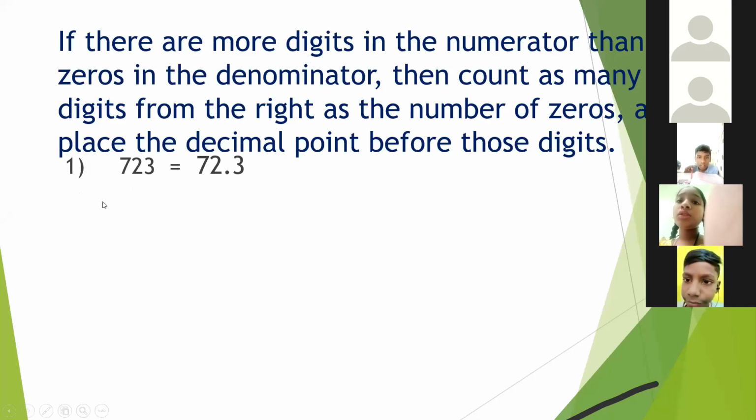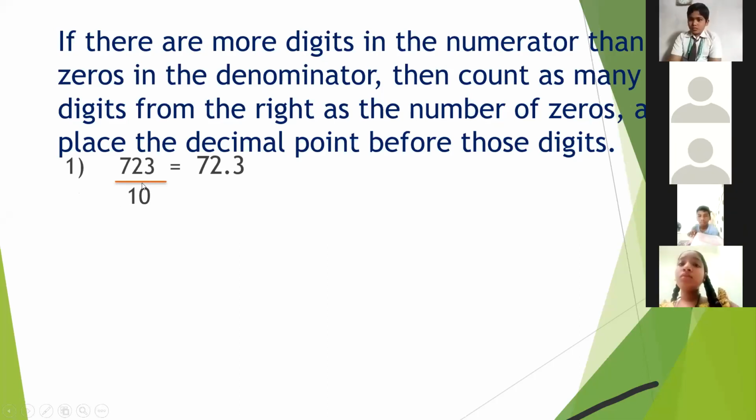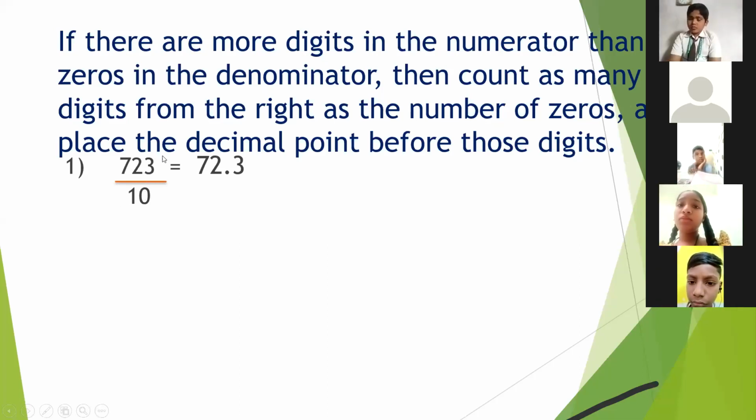See, now I'm again repeating this statement. If there are more digits in the numerator, what is here? This is a fraction, 723 divided by 10. Okay, 723 divided by 10. If there are more digits in the numerator, you can see here, this is the numerator and this is the denominator. In the denominator, there are only two digits.